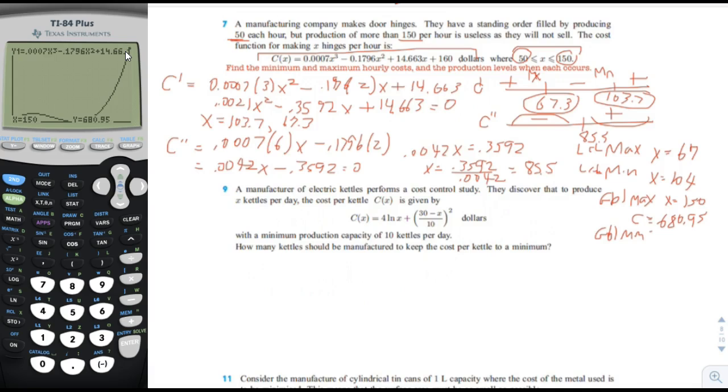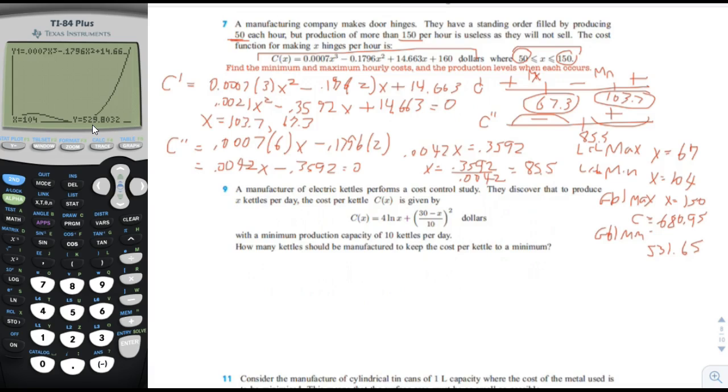So the global min would either be the local min, or we need to check the other endpoint. Well, let's check the 50 endpoint, actually. So we'll do trace, 50, and the value is 531.65. Now we need to check the value at the local min, which is 104, not 101. 529.80. It's a little bit lower, okay?